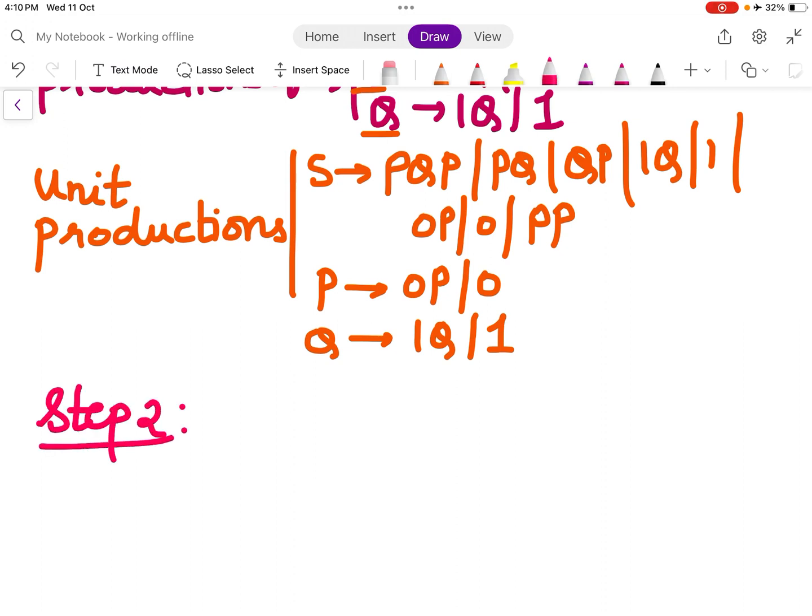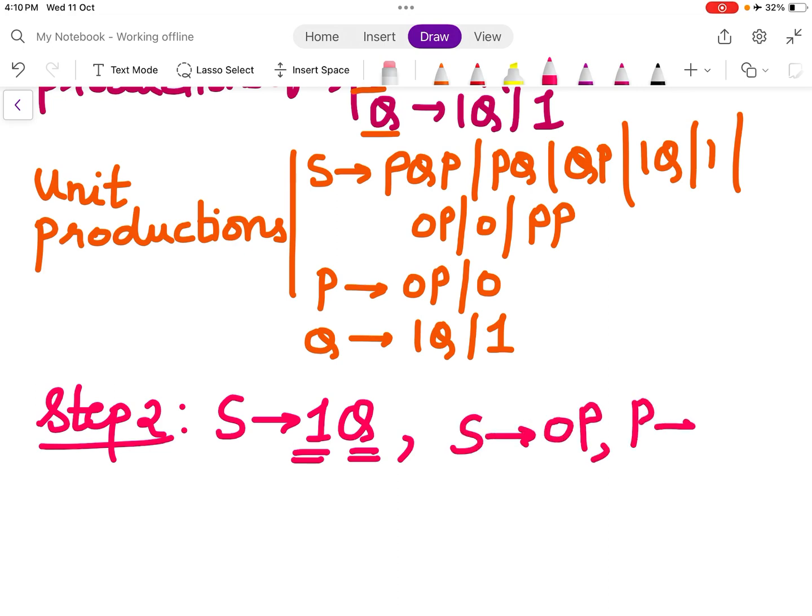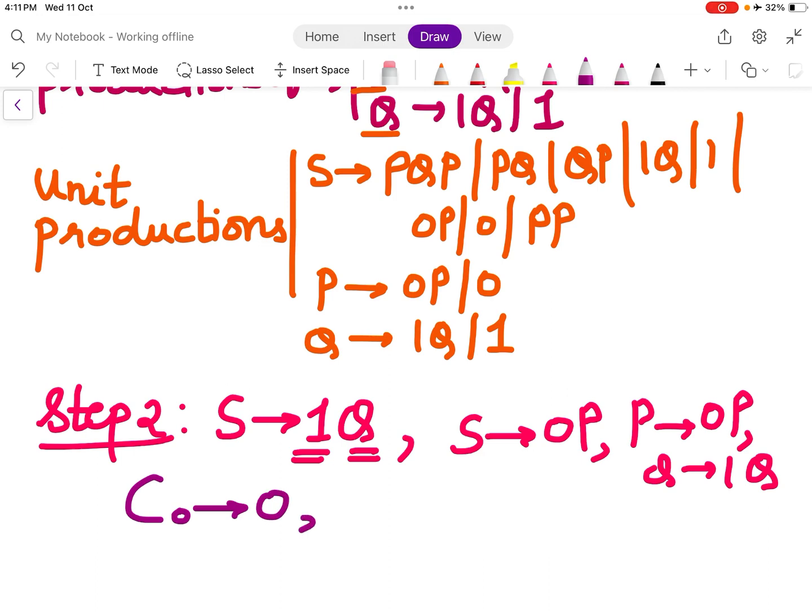Step number 2 says, if you find a production where you have a terminal with a non-terminal, for example, we have S gives 1Q, so you have a terminal and a non-terminal together. This is not allowed in Chomsky normal form. So you have to get rid of the terminal and replace it with a non-terminal. 0P is also not allowed. 1Q is not allowed. So replace it: C0 is replaced with 0 and C1 is replaced with 1.